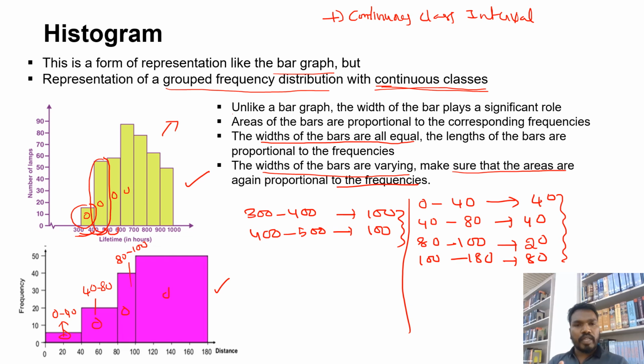Again, these histograms are nothing but a representation like bar graphs. The only difference between bar graphs and histograms is that in bar graphs we maintain a uniform gap between the consecutive rectangular bars. Here we don't maintain. These are all continuous classes. Clear?